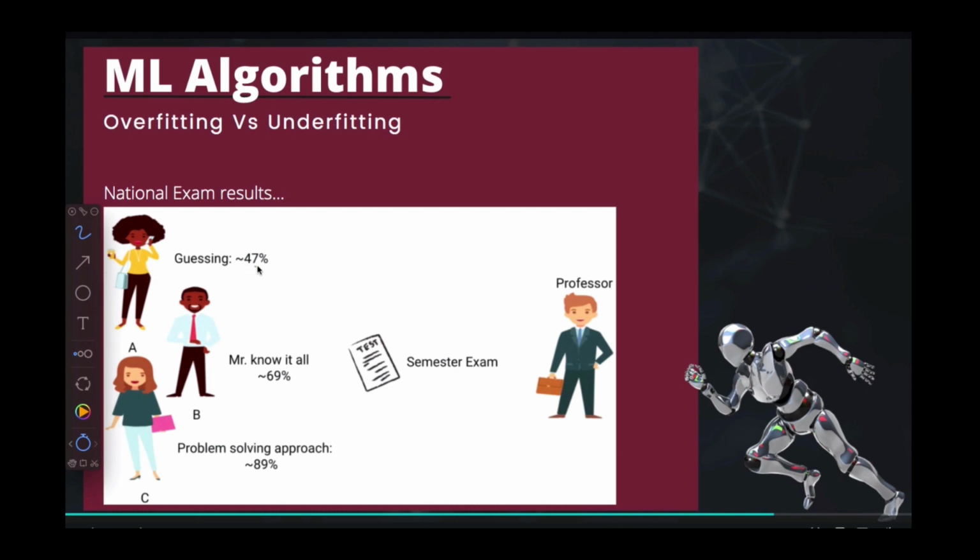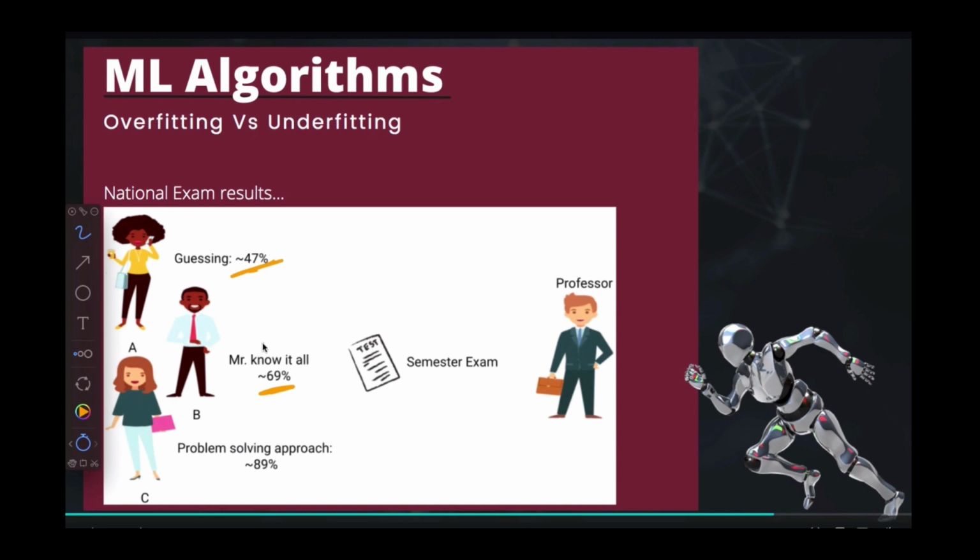The guessing woman over here, she got 47%, which reflects what she's been doing so far. And then if you see Mr. Know It All, now he's getting 69%.